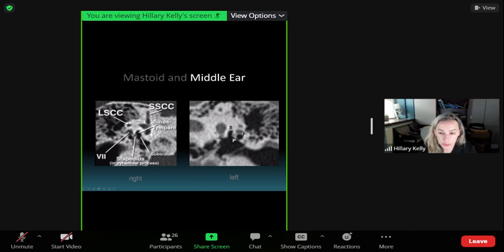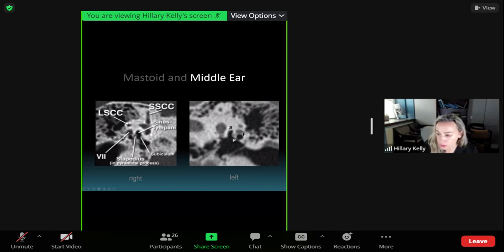And the mastoid contains multiple pneumatized air cells. The largest air-filled space is called the mastoid antrum, right? Kind of like the maxillary antrum. It's just the biggest air-filled space in the mastoid. And the additus ad antrum is the large channel that connects the posterior epitympanum to the mastoid. So as we scroll down, here we come down through the mastoid.